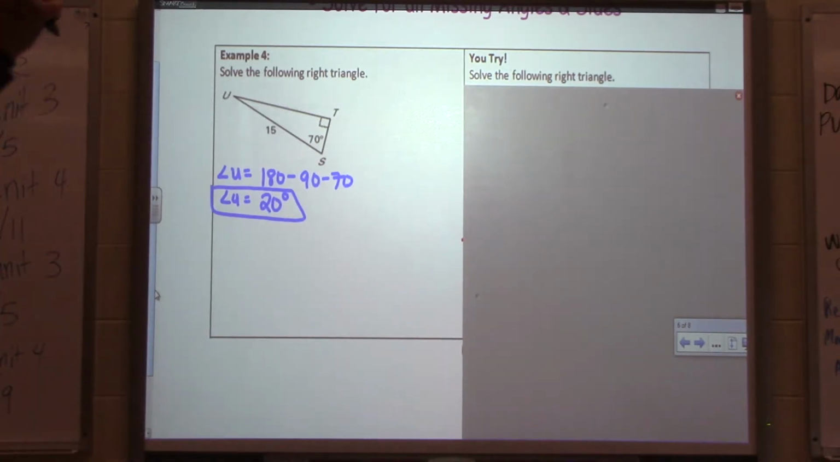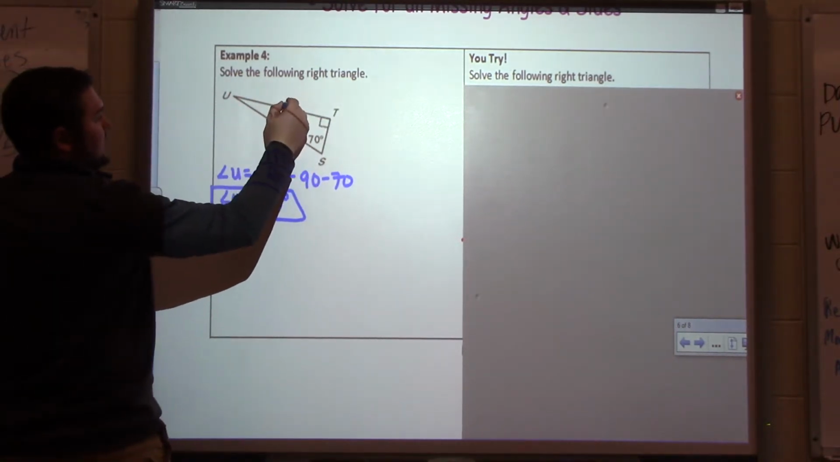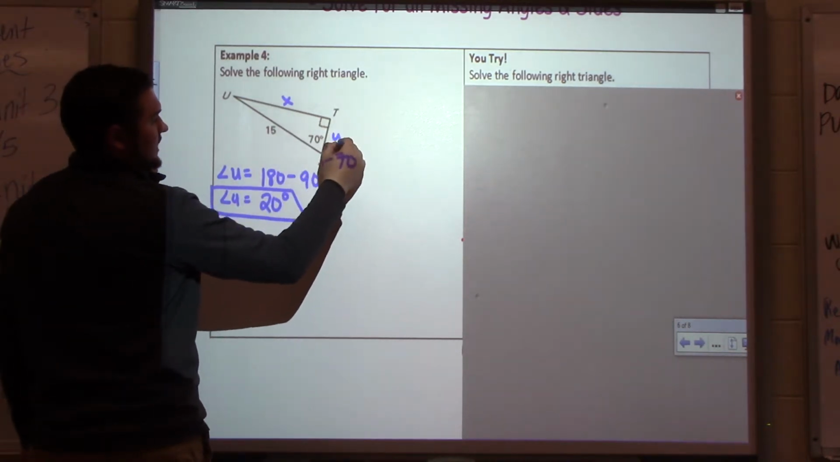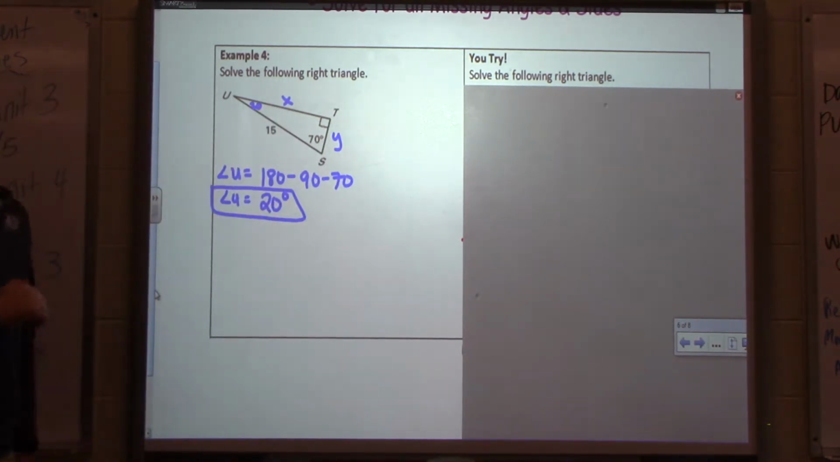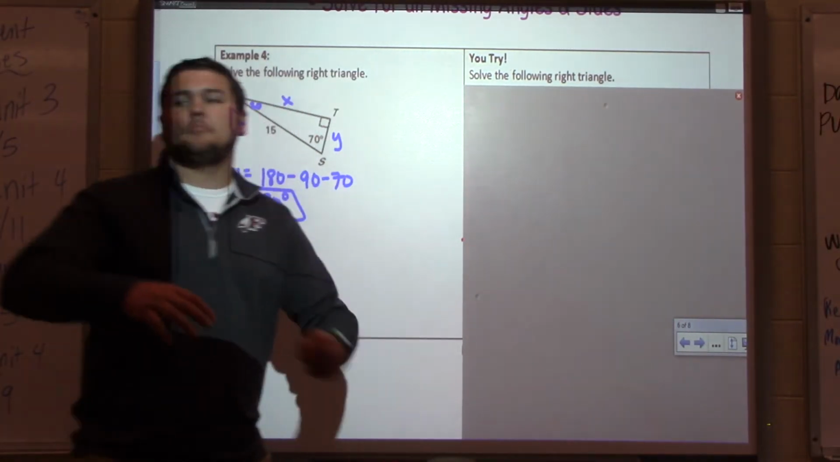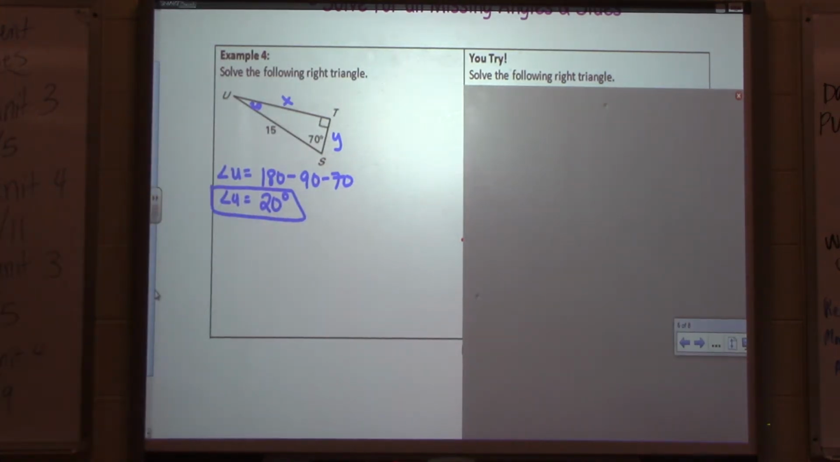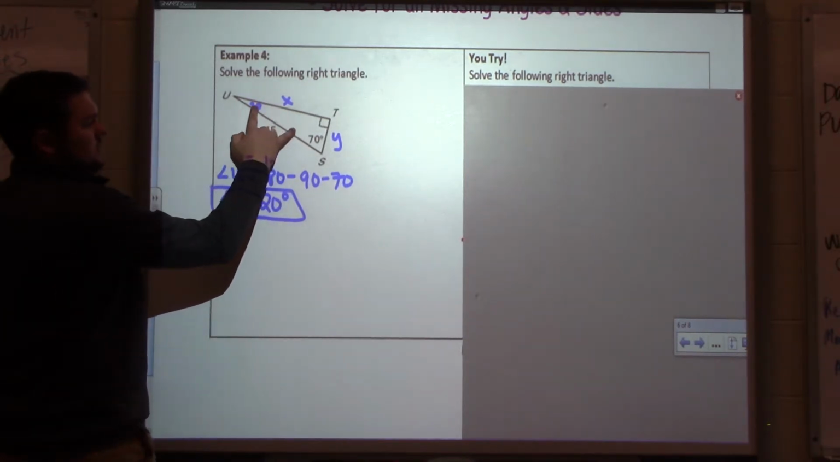Alright, so we already found one thing. Now we define side UT, which I'm going to call X, and side TS, which I'm going to call Y. You could do it however you want, right? I'm just giving it 2 random variables. Which one do you solve for first? X. Alright. So if I'm solving for X, I can go in a bunch of different ways using trig here. But I need to pick an angle first, right? I'm going to pick either 20 or 70. Which one do you want to use?